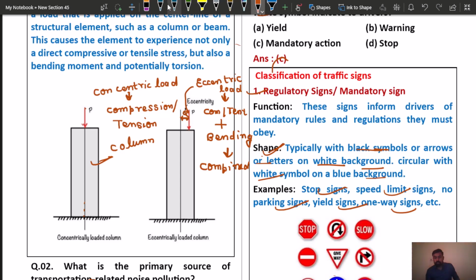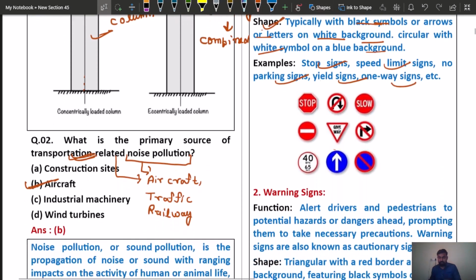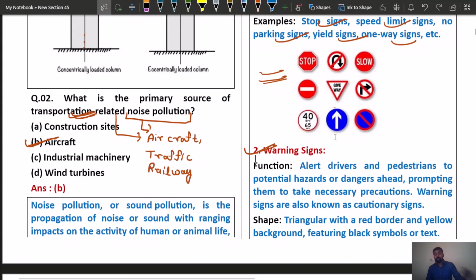Okay, so these are signs you can see in this picture: stop signs, speed limits, etc. These signs are mandatory signs. Okay, next we are talking about the warning signs, also known as the cautionary signs.